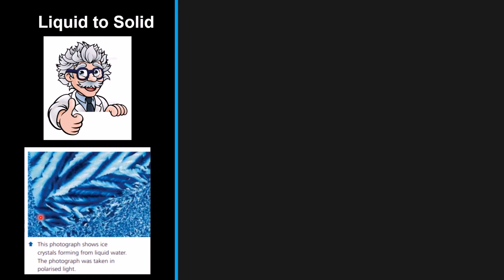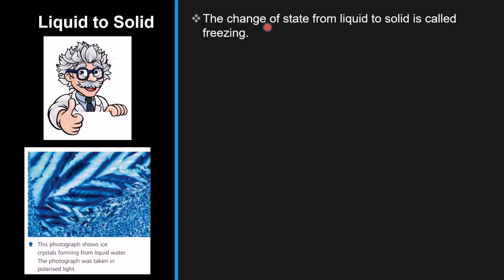So there are crystals inside ice. This is the photo taken from the polarized light. Okay, so the change of state from solid to liquid is called melting, and as I showed over there, freezing and melting are opposites. Freezing is the opposite of melting. The change from liquid to solid is freezing. Solid to liquid is melting.